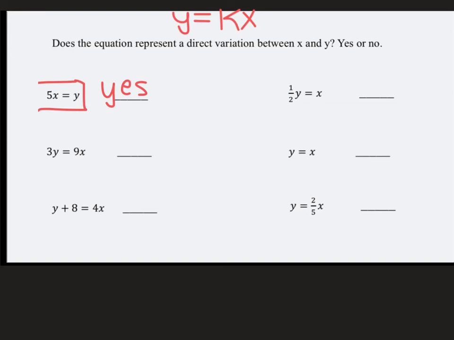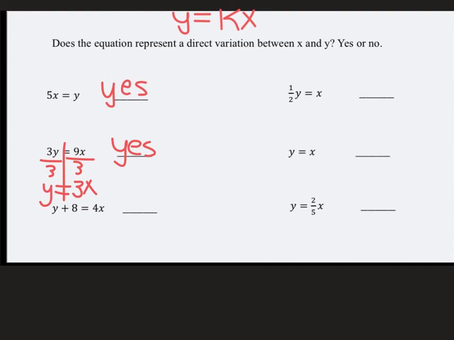Looking at our second one here, we have 3y equals 9x. First thing I need to do before I can figure out if it's direct variation or not is get y all by itself. Right now, that 3y represents 3 times y. So I need to divide by 3 on both sides to get my y all by itself. When I do that, 9 divided by 3 is 3. Bring down my x. So y equals 3x. That is in perfect form for it to be yes, direct variation.